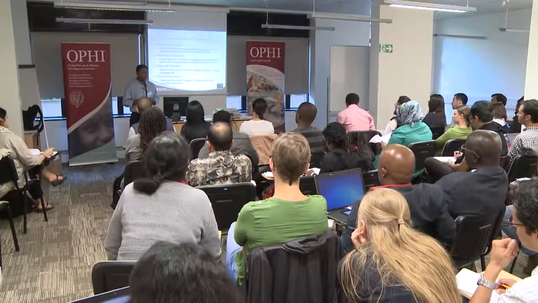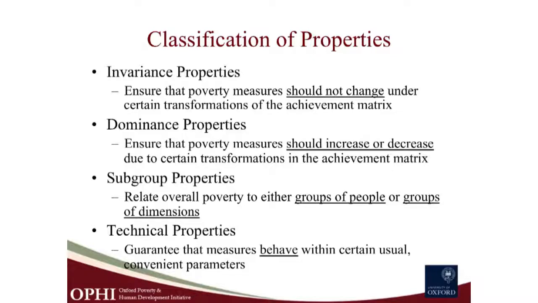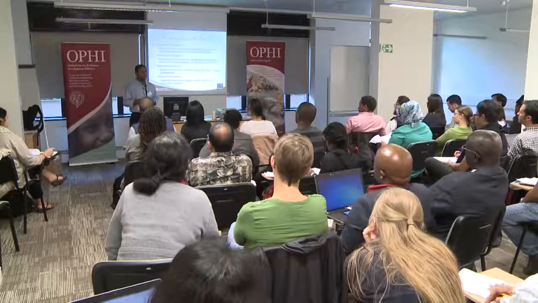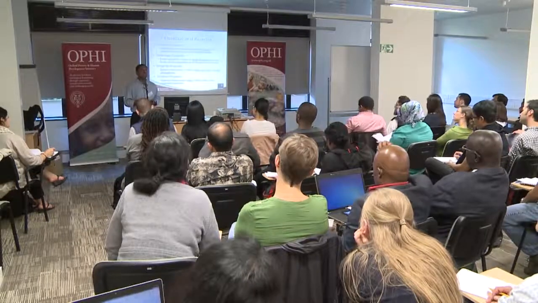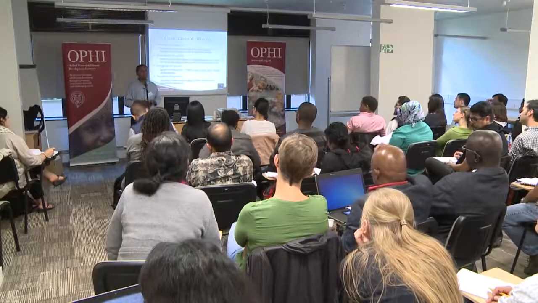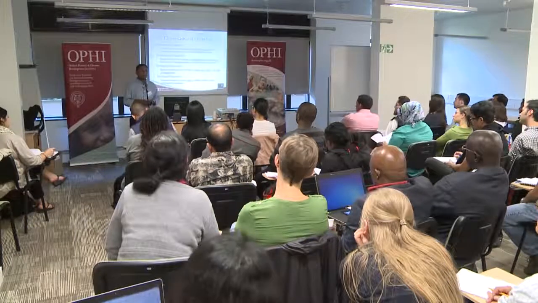And finally, there are some technical properties that guarantee that the poverty measure behaves nicely. For example, you get a poverty number. Suppose the minimum possible poverty number is minus 1.25 and the maximum possible poverty number is 79.52. What does that mean?